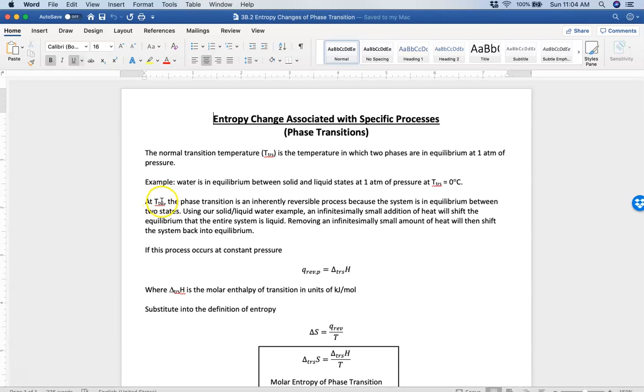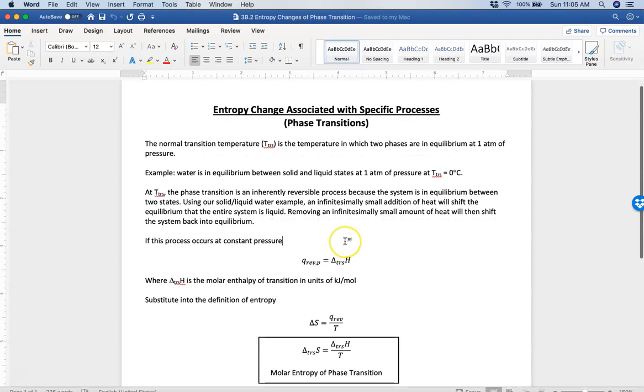So at the temperature of transition, or the normal temperature of transition, the phase transition is actually inherently a reversible process because the system is in equilibrium between the two states. So using our solid-liquid example for water, an infinitesimally small addition of heat will shift the equilibrium so that the entire system becomes liquid, but removing that infinitesimally small amount of heat will then shift the system back into equilibrium between the solid and liquid states.